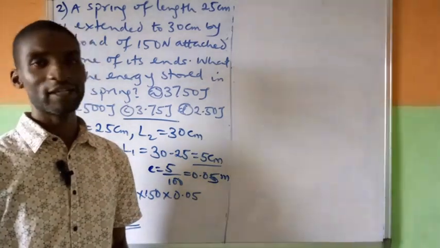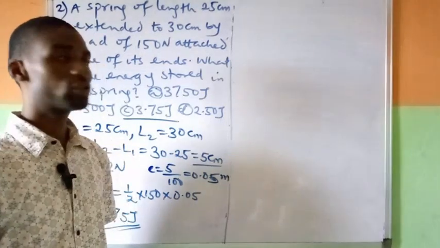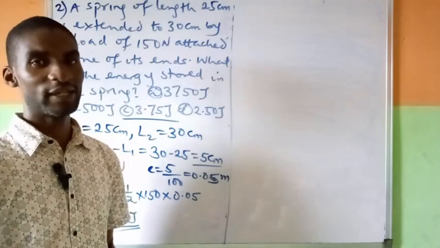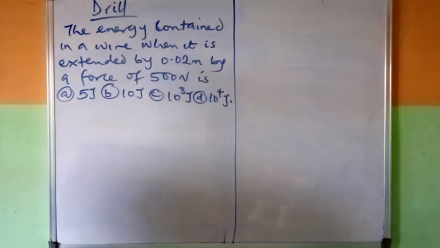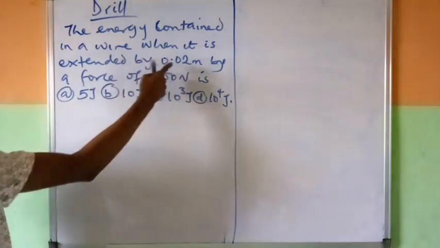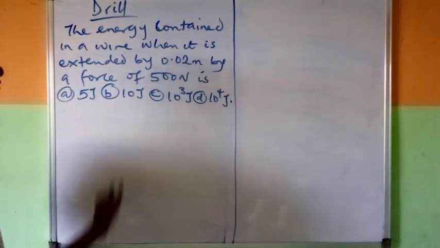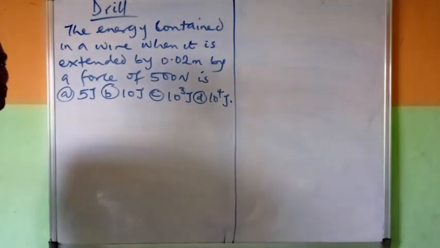I want to believe you understood this. Now I'm going to give you some drill. I want you to attempt the drill and drop your answer in the comment section. This is the class drill. The energy contained in a wire when it is extended by 0.02 meters by a force of 500 newtons is dash. What will be your answer? Option A, 5 joules, B, 10 joules, C, 10 raised to power 3 joules, D, 10 raised to power 4 joules.